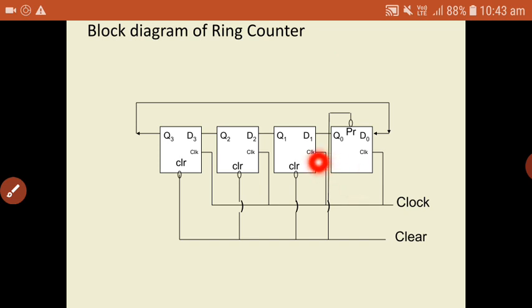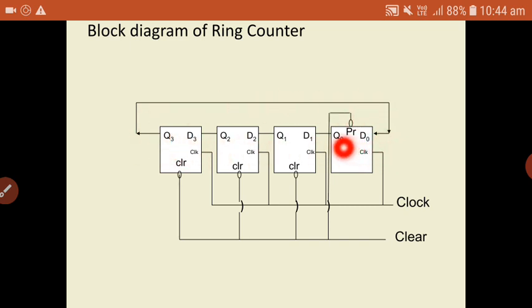In addition to that, why the name ring counter? If you observe, the first flip-flop output is given as input to the second flip-flop. Similarly, the second flip-flop output is given as input to the third, the third to the fourth, and the last flip-flop output, that is Q3, is again given as input to the first flip-flop, that is D0. So this forms a ring-like structure between the inputs and outputs of the flip-flops.